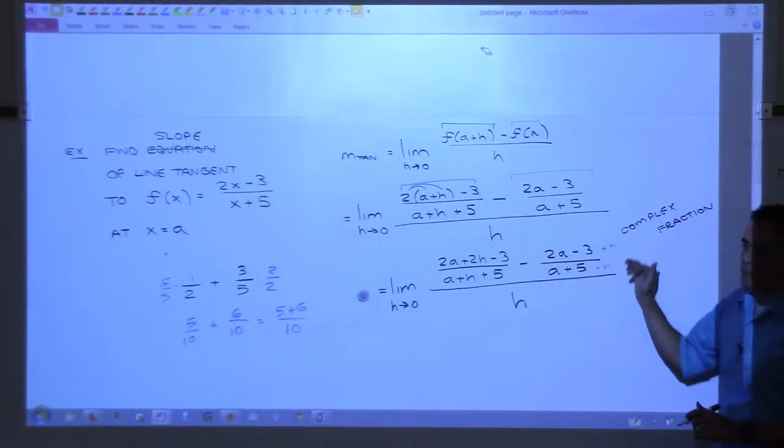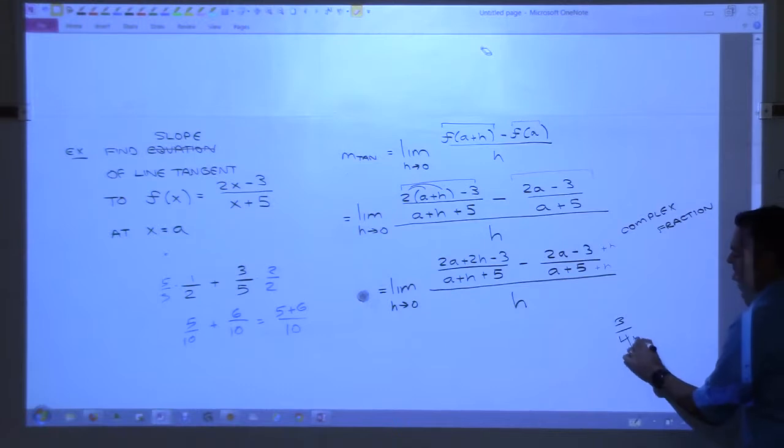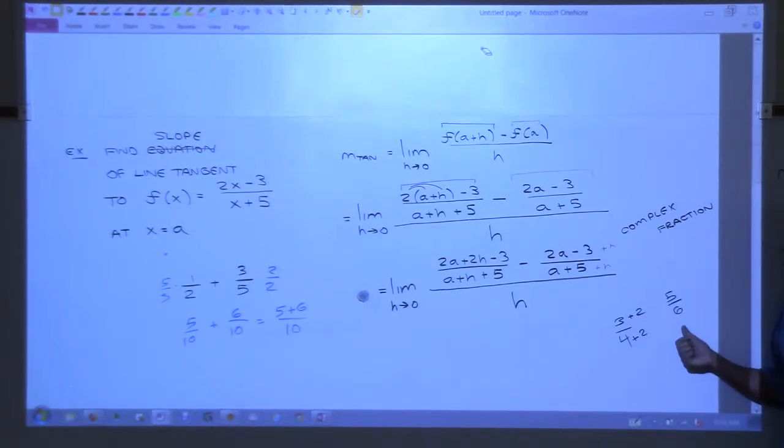You can't add on the top and bottom. It's just like if you take the fraction 3/4. You can't just add 2 here and add 2 here. That'd become 5/6. That's not the same as 3/4. Right? So you cannot add top and bottom.